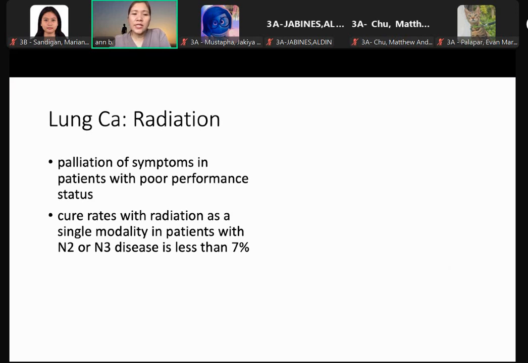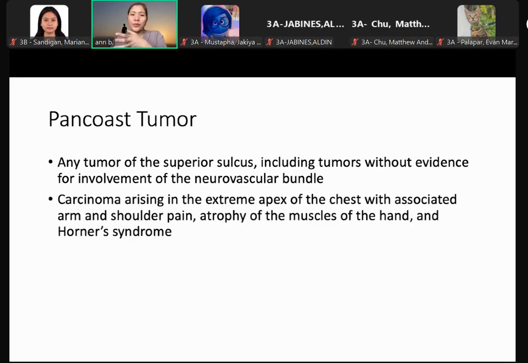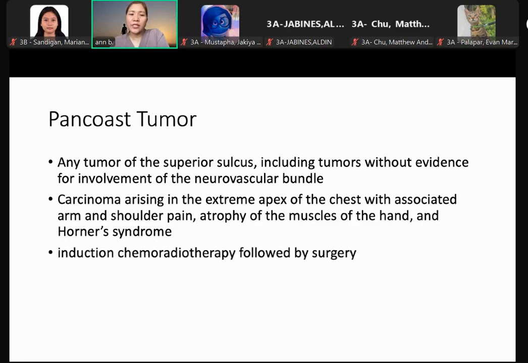Cure rates with radiation as a single modality in patients with N2 or N3 disease are less than 7%. That's why I need you to know what N1, N2, T2, and T3 are, so that you can understand more when to give these kinds of radiation. Pancoast tumor is a tumor in the superior sulcus, including tumors without evidence of involvement of the neurovascular bundle. This is included in the paraneoplastic syndromes of lung cancer. It is a carcinoma arising in the extreme apex of the chest with associated arm and shoulder pain, atrophy of the muscles of the hand, and Horner syndrome.